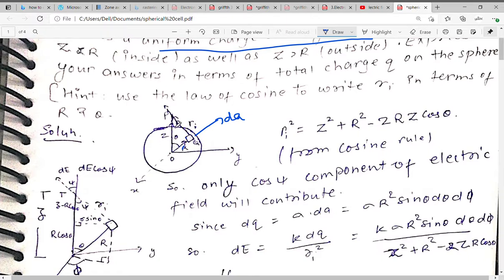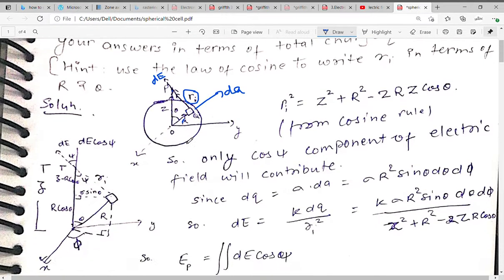This is the z-axis. So this is the point outside, where we are calculating the electric field strength due to this spherical cell. This is the radius r of this spherical cell. This is the z distance of that point, and if we connect the area element to this point, this is the ri vector, and this is the dE, the electric field due to this area element.